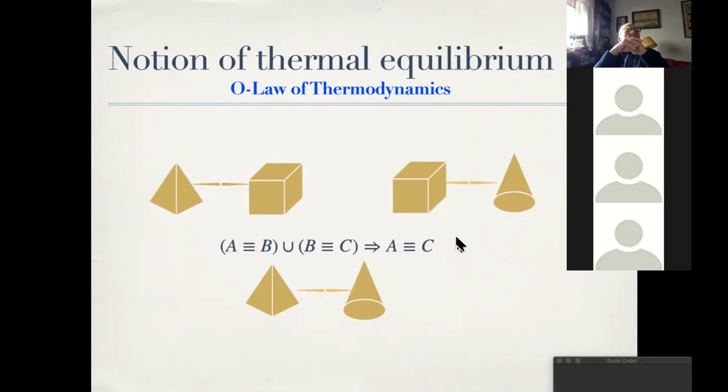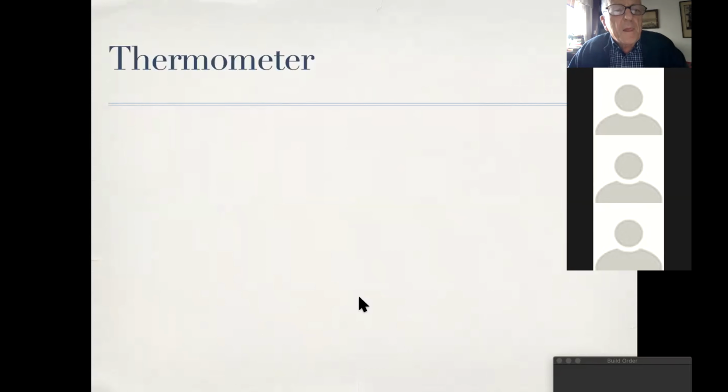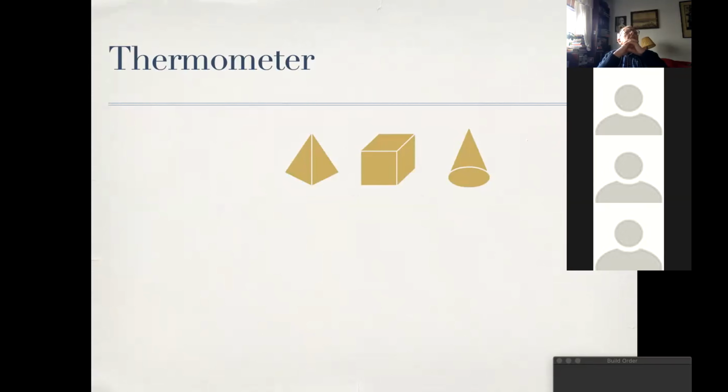What we should remember is that this all depended on what kind of experiment we were using to feel the same warmth of the system. And that allowed us to bring in the concept of a thermometer. And again, we have our three objects: a prism, a cube, and a cone. And they are in thermal equilibrium. And we found the thermal equilibrium by using our hands or whatever device we used, which allows us to tell that they are in thermal equilibrium.